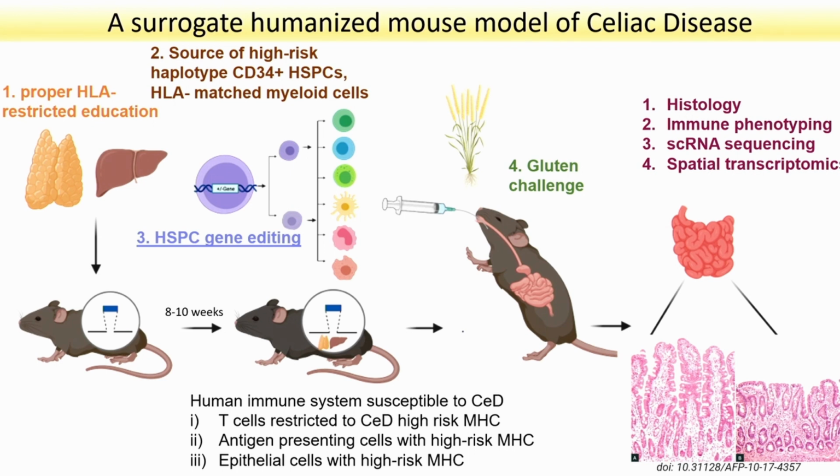Remember, that mouse has now got all those things on the epithelium we put there, right? So all those genes on when I say epithelium, it's the duodenum, right? That's the thing that's going to get damaged. So they're all there. So now we feed the mouse with gluten, and we monitor what's going on in the intestine.